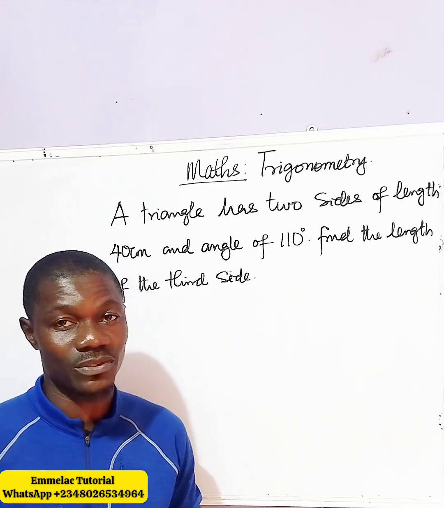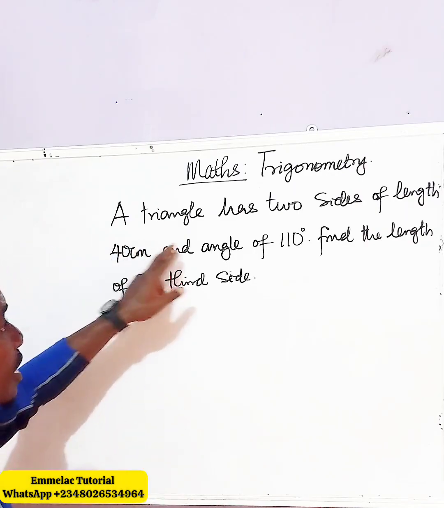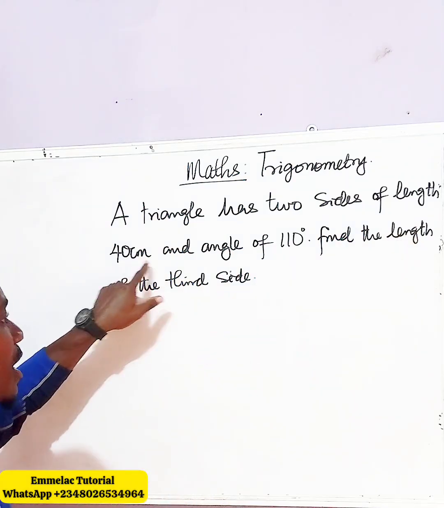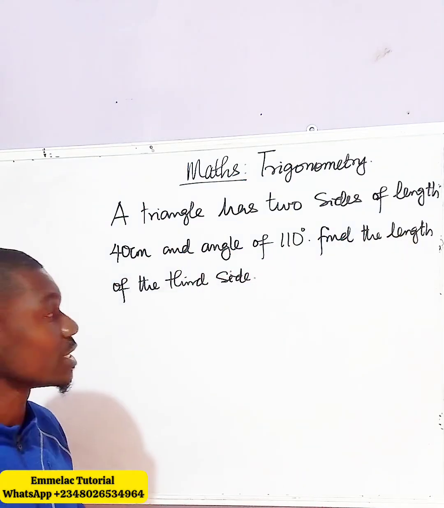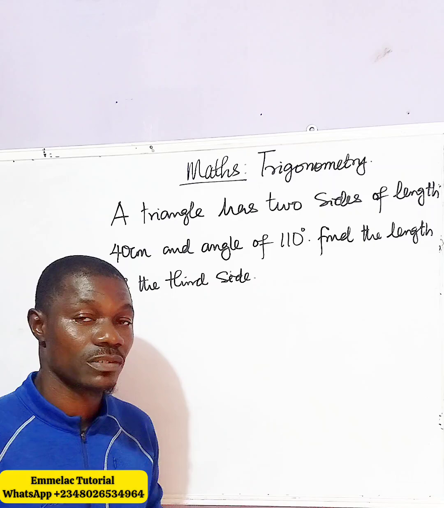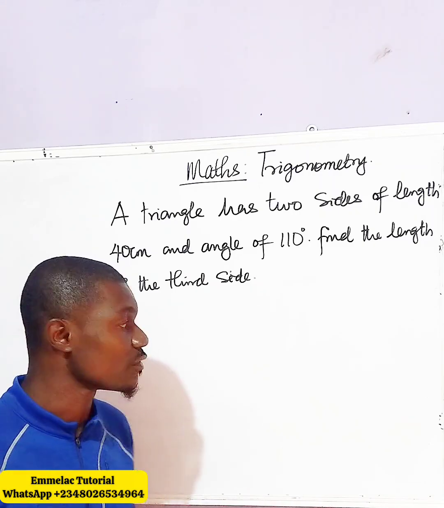Welcome to Milac Online Tutorial, and before us is this trigonometry question. It reads: a triangle has two sides of length 40 centimeters and an angle of 110 degrees. Find the length of the third side. Now, this question is very tricky, and we need to be very careful.